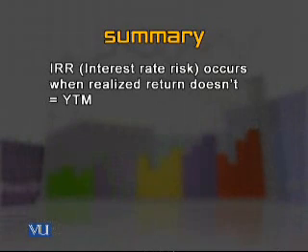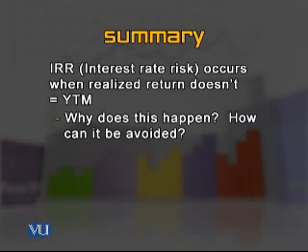One more thing we discussed was the interest rate risk, IRR. Though there is also the internal rate of return, here it is the interest rate risk, IRR, which occurs when the realized return doesn't match the yield to maturity. When you don't hold something until maturity, there will be no such returns. So why does this happen, and how does it happen? You have to think about it. Think about what the reason could be.